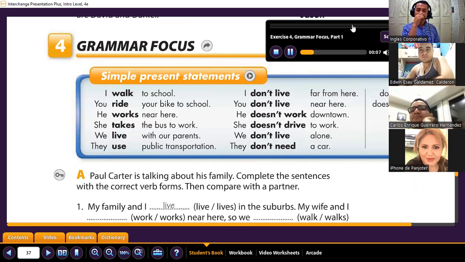Simple present statements. I walk to school. I don't live far from here. You ride your bike to school. You don't live near here. He works near here. He doesn't work downtown. She takes the bus to work. She doesn't drive to work. We live with our parents. We don't live alone. They use public transportation. They don't need a car. Don't equals do not. Doesn't equals does not.